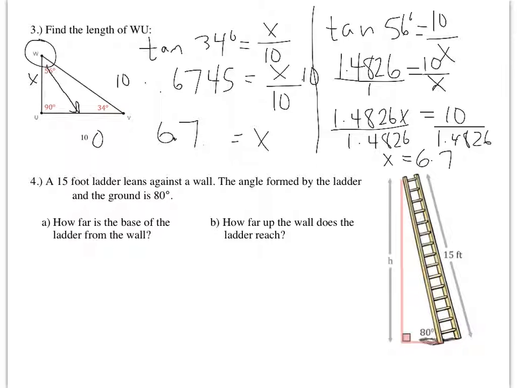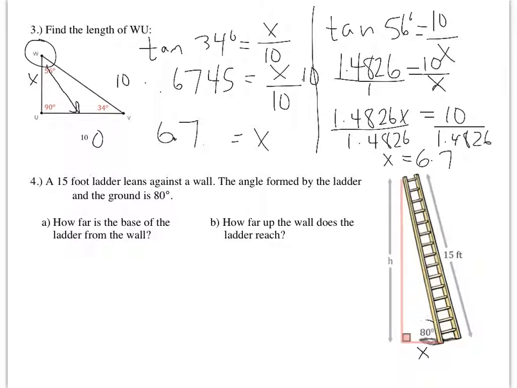Okay, now we have sort of an application problem. Here is a 15-foot ladder leaning against a wall. The angle formed by the ladder and the ground is 80 degrees. And we want to find out how far is the base of the ladder from the wall. So we're basically looking for this down here. That's going to be our x.